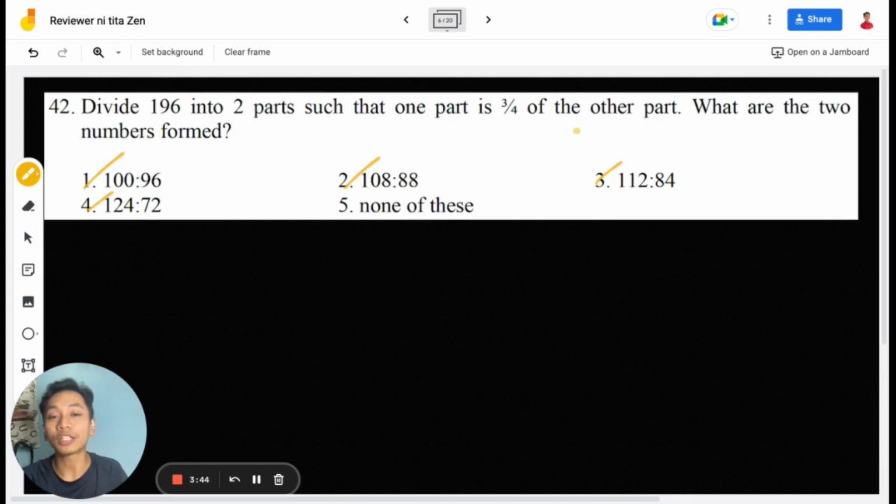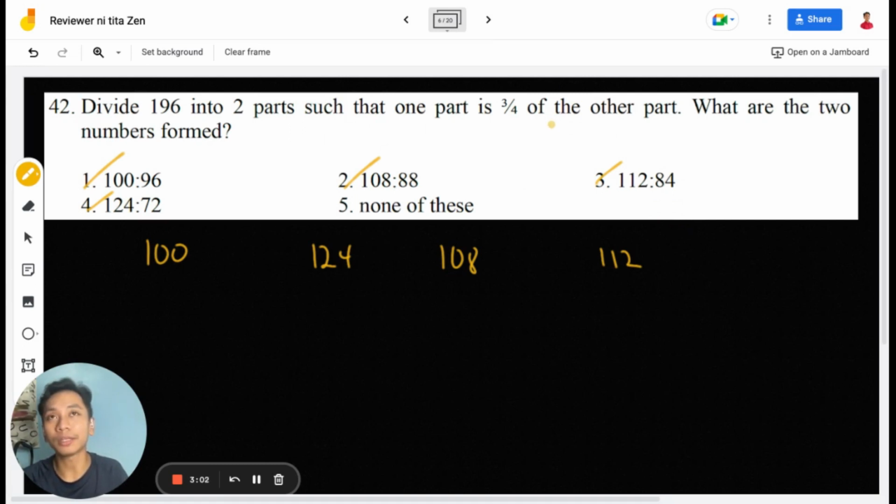Dapat daw yung isa ay 3/4 ng isa pa. Paano natin malalaman kung alin sa kanila yung hinahanap natin? Fastest way to do it is to just find the 3/4 of each larger number. So, yung larger number sa 100 at saka 96 ay 100. Larger number sa 124 at saka 72 ay 124. Larger number sa 108 at saka 88 ay si 108. And then dito naman sa isa ay si 112. Alamin natin ano yung 3/4 ng bawat number na yan. Ngayon kung ano yung resulting value, dapat yun yung nasa kabilang side ng colon symbol. Para masabi natin na siya yung hinahanap ng problem natin, ng question natin.